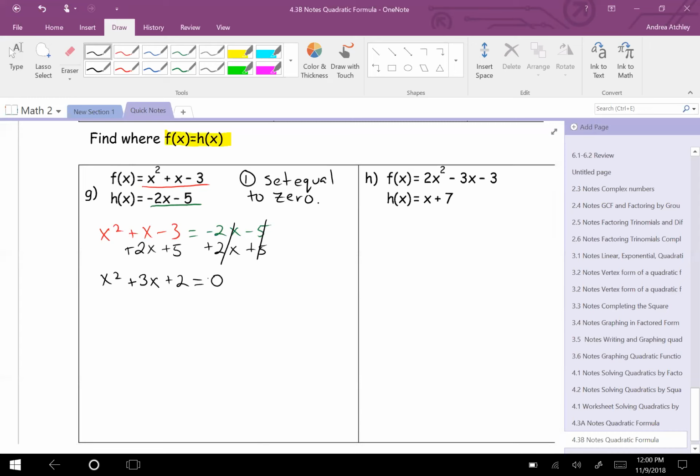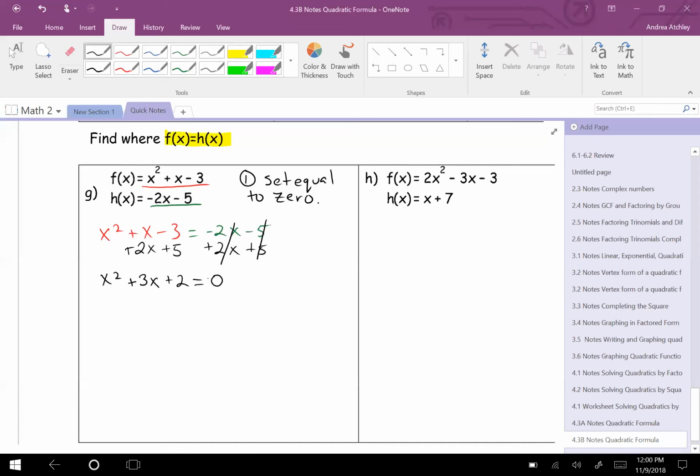Now this is just a quadratic, and we need to solve it. We've learned 3 different ways to solve quadratics. Does anyone remember one way we can solve a quadratic? Three ways we solve quadratics. By factoring it. Okay, we can factor it. That's one. What's another one?